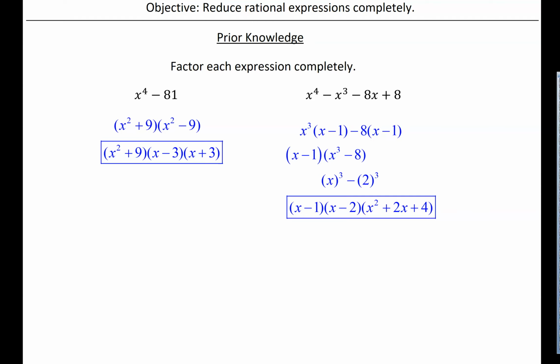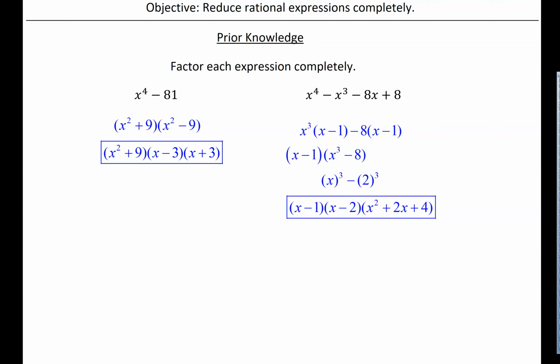And the rules that we use to operate with rational expressions, such as addition, subtraction, multiplication, division, and also simplifying, are the same rules that we use to work with our numeric fractions. So when we go to reduce a rational expression, that means that we need to reduce out common factors. So to reduce a rational expression, we will need to use our factoring skills.